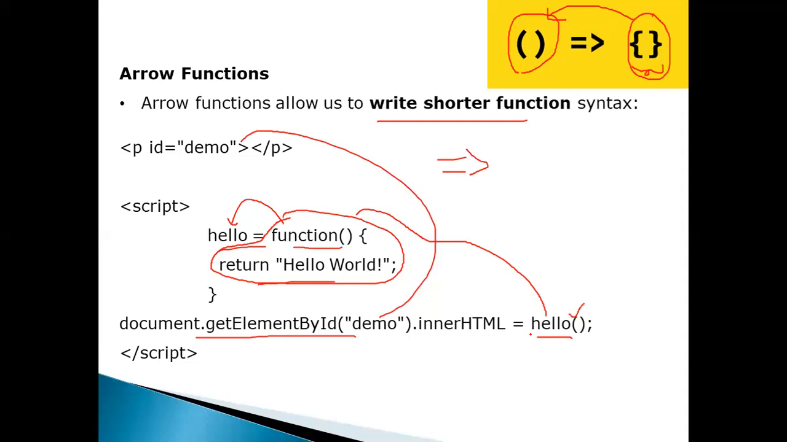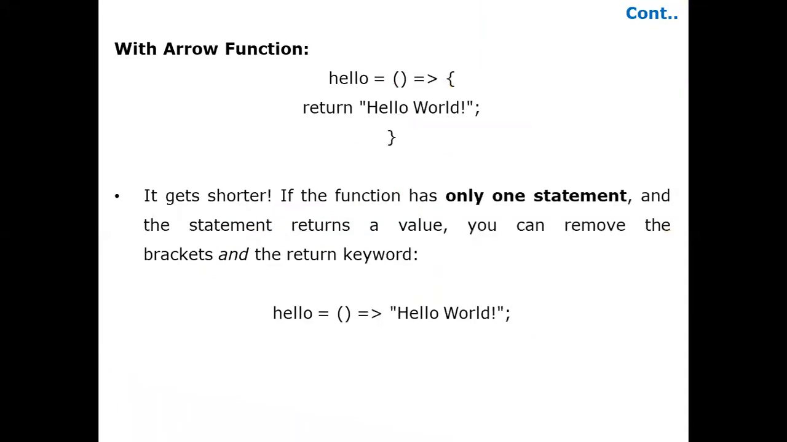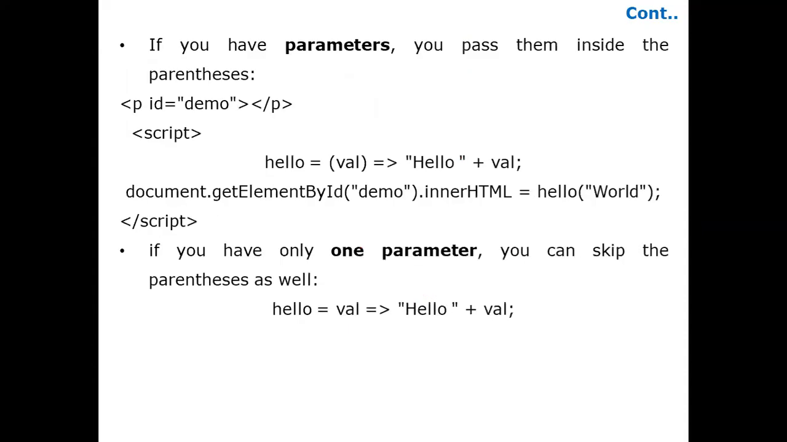This is without arrow. Now see another example with arrow. Here, instead of using the function keyword, just use the parentheses, the arrow mark, and the set of instructions can be in the curly braces. That's all. If you have only one statement, you can directly use hello equal to parentheses followed by the arrow mark, followed by the statement. If you have more than one statement, then you go for curly braces.